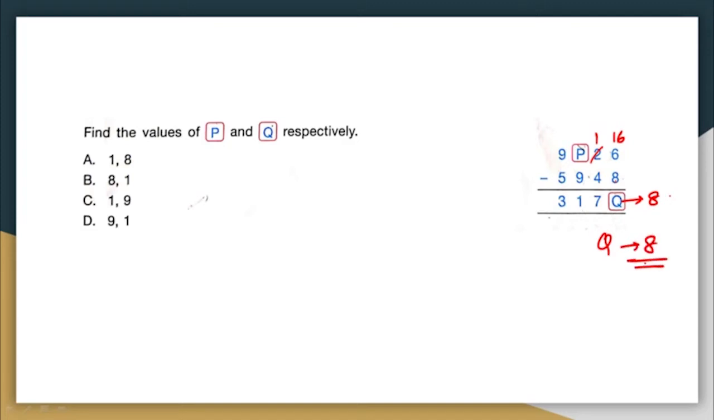Which is the option which has value Q as 8? Option A. That has to be your answer. No other go. There is no other option which has value of Q as 8. Is there any other option which has value of Q as 8? Not there. Mark that as the answer. Move to the next question.